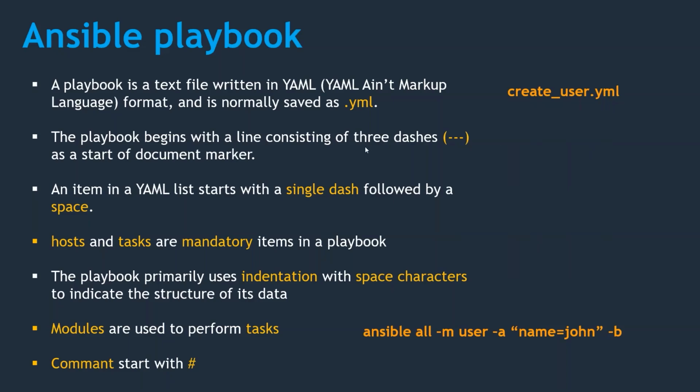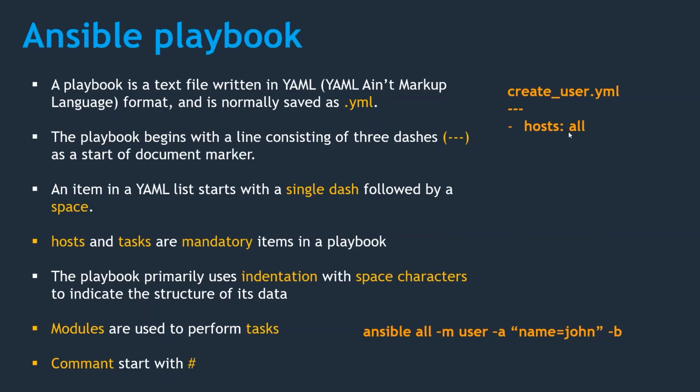Next, the file starts with three dashes. Within the file, it starts with three dashes. Hosts and tasks are mandatory items in the playbook. Before that, an item in a YAML list starts with a single dash followed by a space. Even hosts is an item, tasks is an item. So minus space, hosts is equal to all.